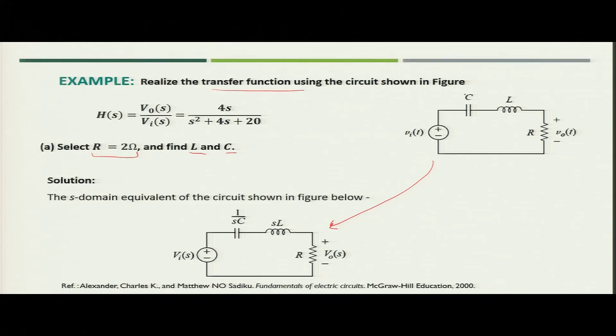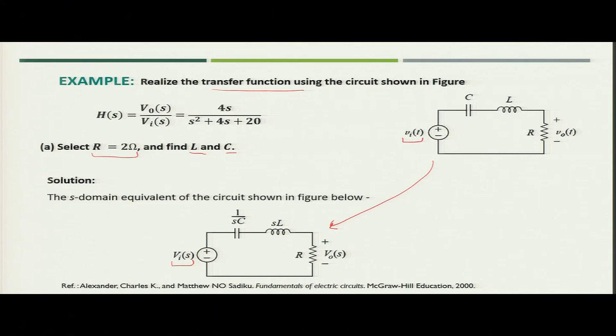Here you see that R, L and C, all three, are in series. So, the equivalent S domain of the given circuit would be: C will be replaced by 1 by SC, in place of L we will have SL, and V naught t will become V naught S in S domain, R will remain the same, and V I at any time t will become V I S.